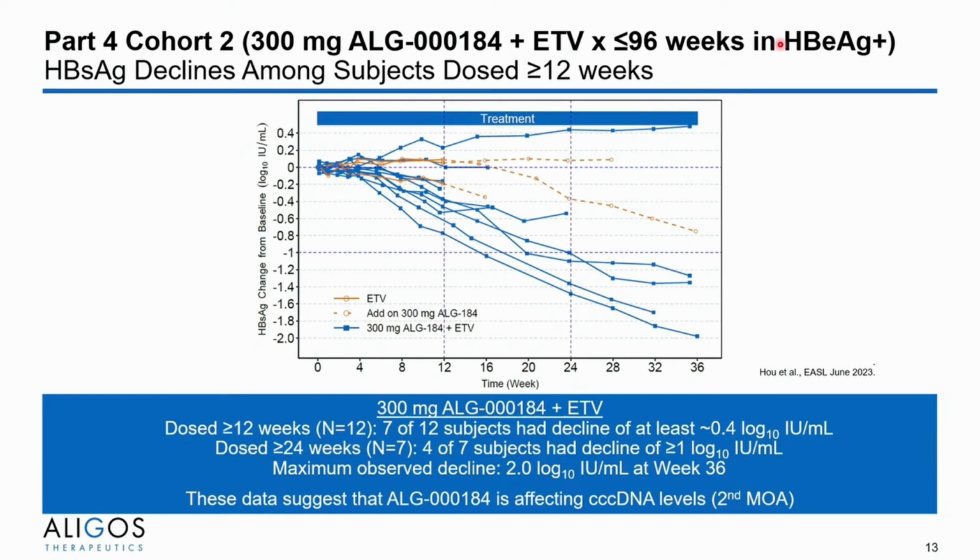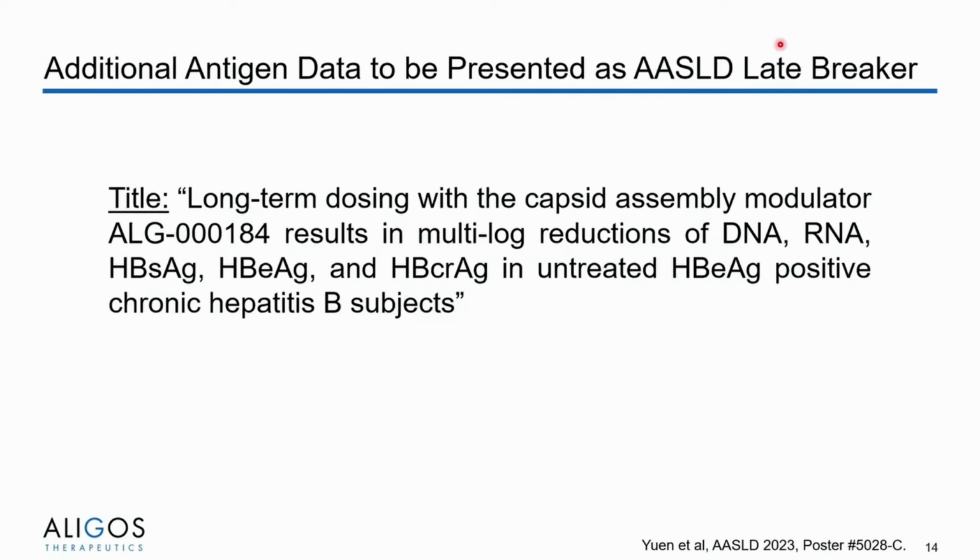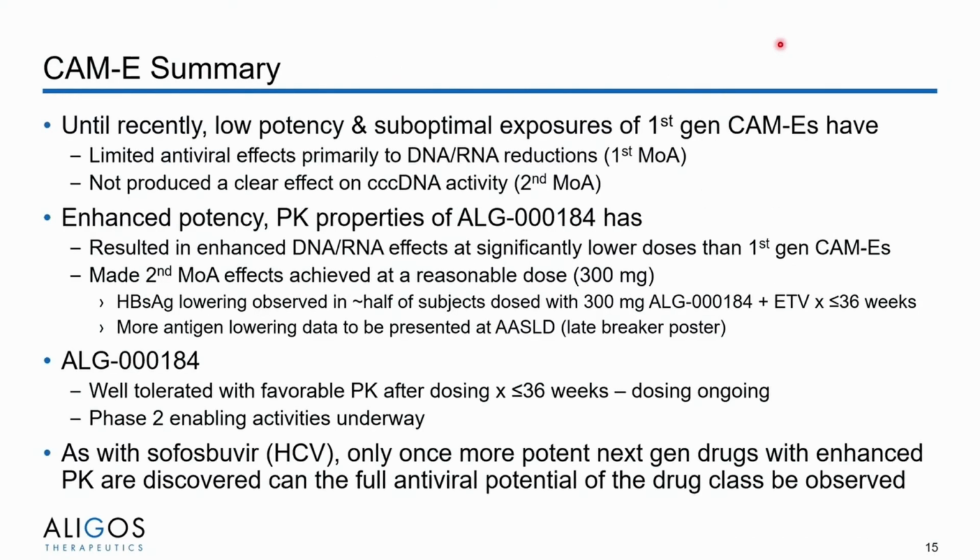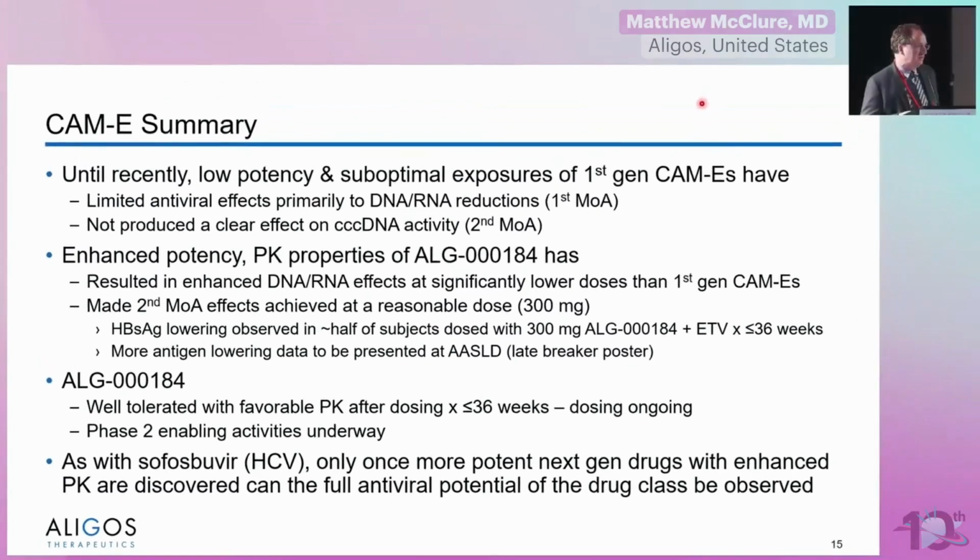They were presented as a late breaker, but I think equally exciting to us, as has been alluded to several times now, is that we're actually presenting additional data. They're embargoed, but the title really tells you the whole story if you just read the title. So suffice it to say, we're continuing to see evidence of cccDNA effects, which we think really is convincing evidence that CAMs, when you do a second generation molecule, have the capacity to really realize the full potential of the drug class.